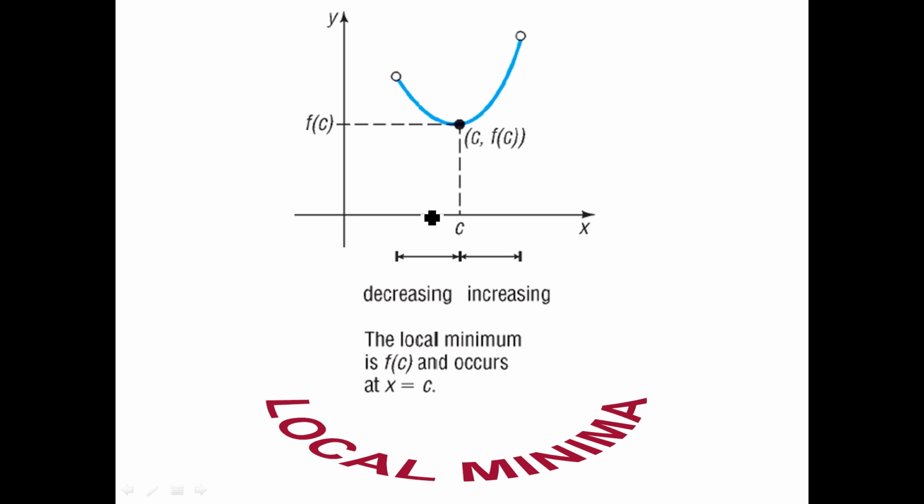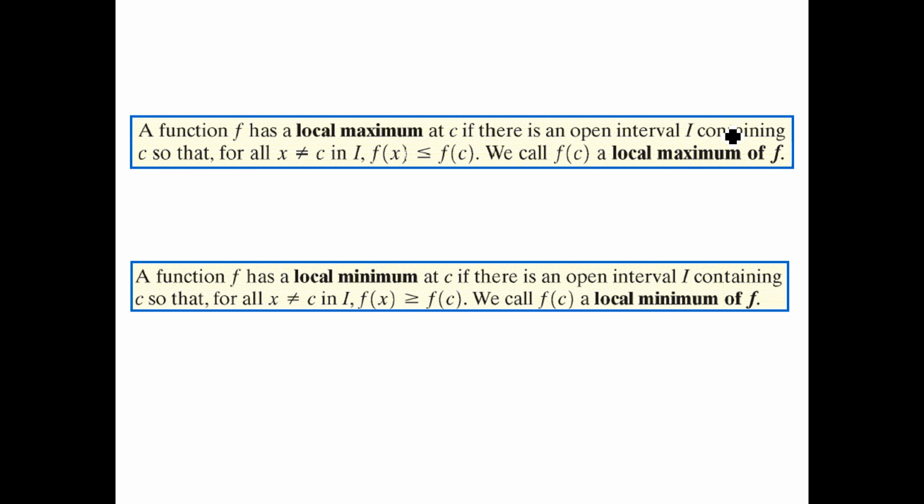It occurs at x equals c, so we're just saying the minima occurs there, and it has a value of this. So remember when we talked about local minimum and maximums before, remember that it occurs at x with a value of y. All right, don't get those confused. So there's that definition again.